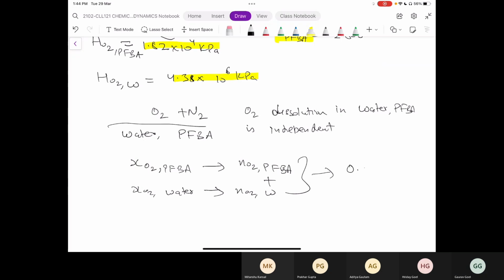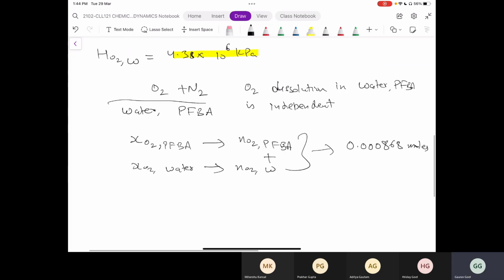and again, this might look very small, but that's all right. Gases have very low solubilities in liquids. Okay. And you can now convert it to volume also.